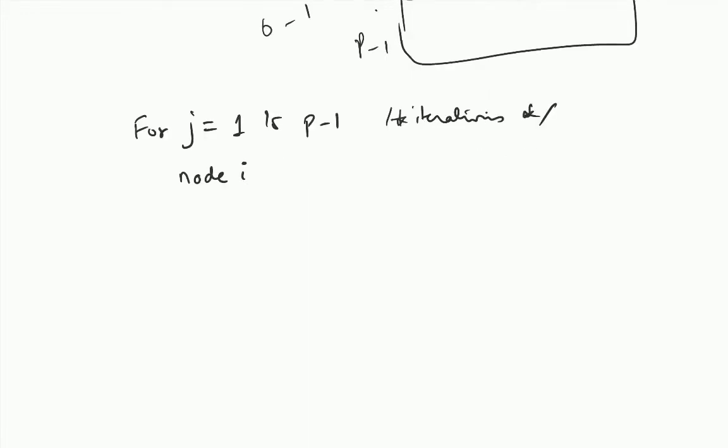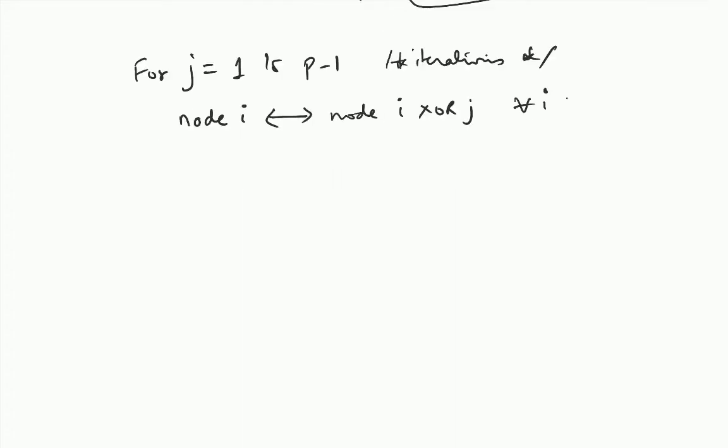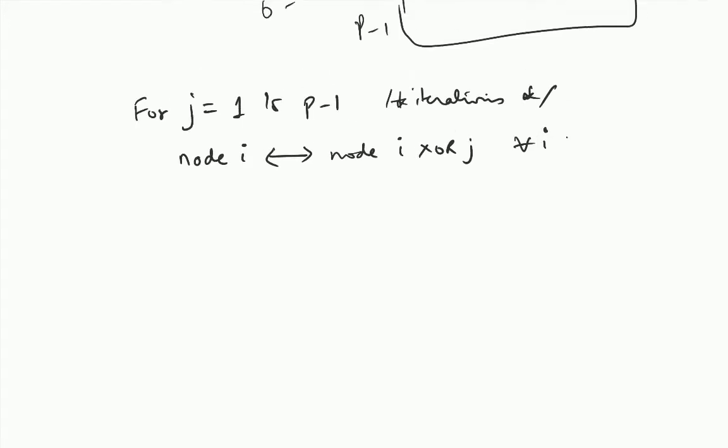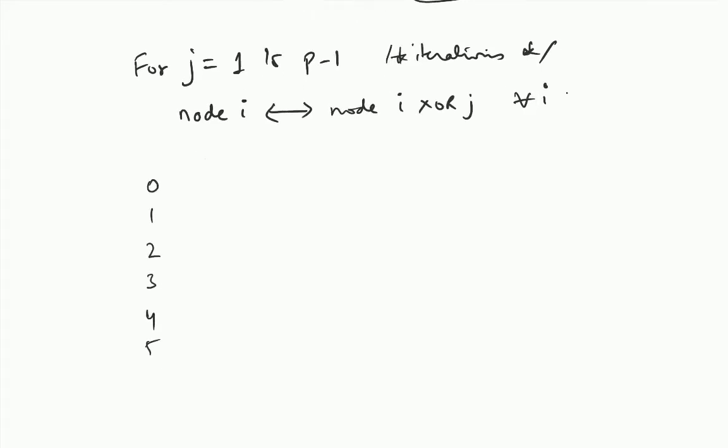Node i exchanges data with node i XOR j for all i. So every node will exchange data with node i XOR j. First, let's understand that this will exchange data with all the nodes. Let's say you have nodes 0, 1, 2, 3, 4, 5. Let's take a smaller case, just the case of 4 nodes.